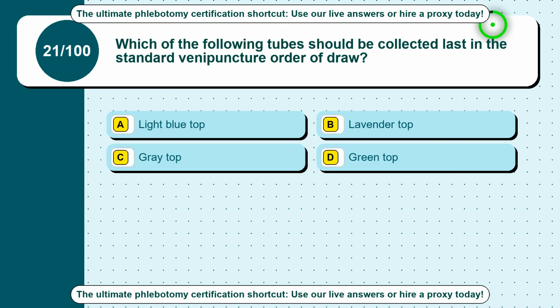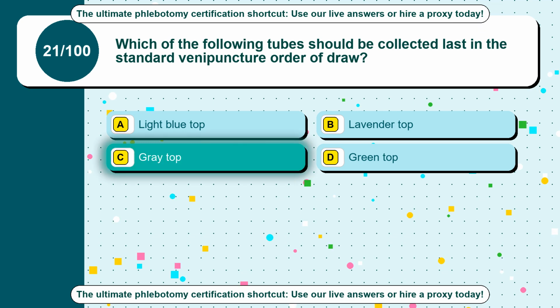Question 21. Which of the following tubes should be collected last in the standard venipuncture order of draw? Option A, light blue top. Option B, lavender top. Option C, gray top. Option D, green top. The correct answer is option C, gray top.